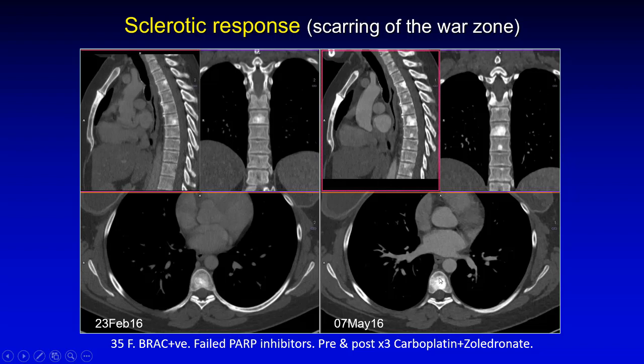So this is, in fact, a partial response, not a complete response. Right? The only way, when you look at a metastasis and you see ossification, when you see increasing mineralization, look at the margin. It has to be edge to edge, an increase in Hounsfield unit above 850 before you call it inactive. Otherwise, it's very difficult to tell on a CT scan. Okay, but that's a sclerotic response, in other words, scarring, ossification of the war zone.